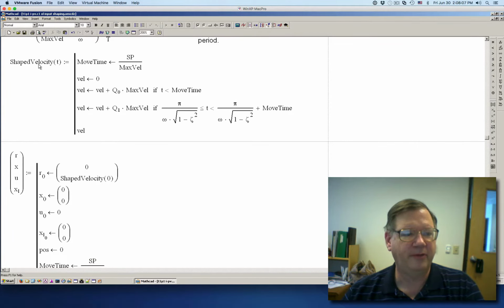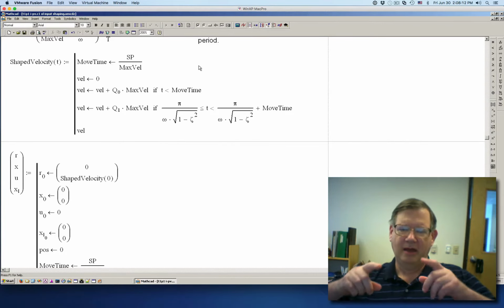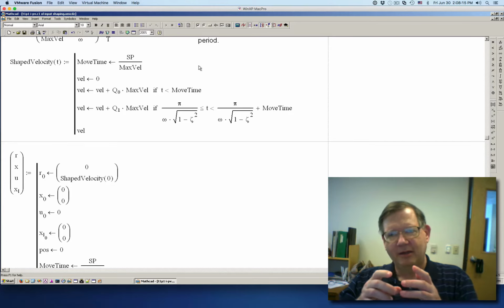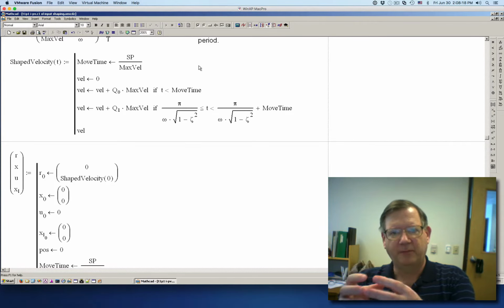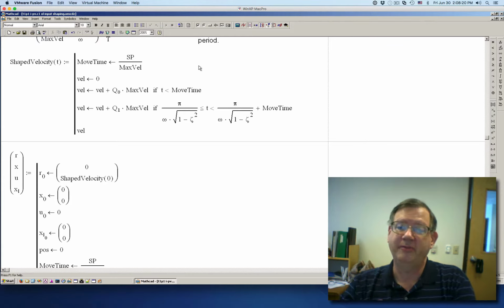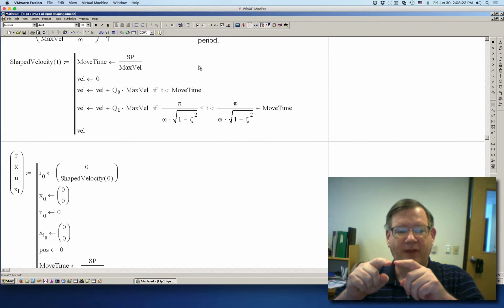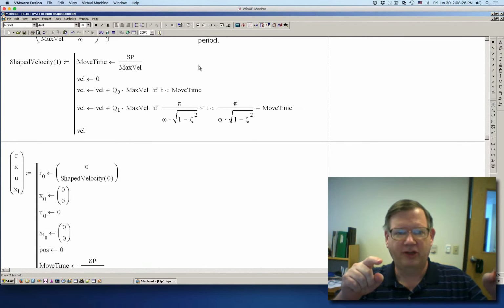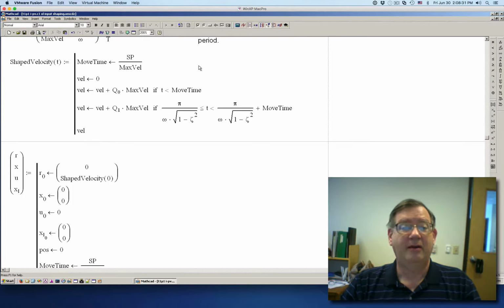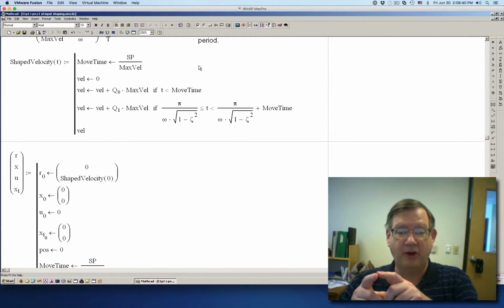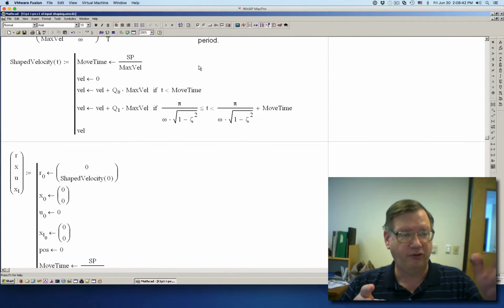So the shaped velocity function is basically implementing when to add the impulses; you're multiplying the coefficients times the max velocity. And I'm assuming here that the motion profile would normally be just a straight motion, no accels, no decels. The accelerations and decelerations don't make that much difference. So I just assumed that I was going from point 0 to whatever the set point is at a fixed velocity.